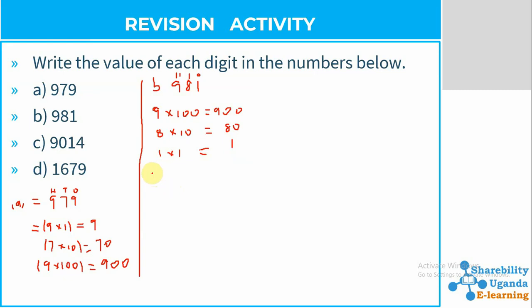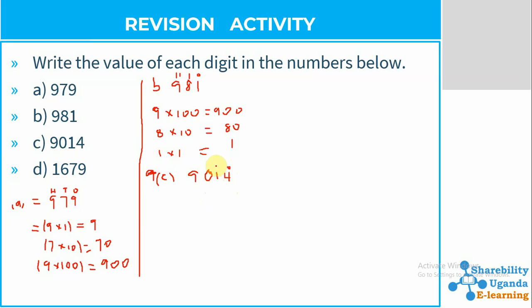Then also when we have our part C. Let's look at our part C. Our part C is having 9, it is having 0, it is having 1, it is having a 4. This is a 0, please, not any other number.